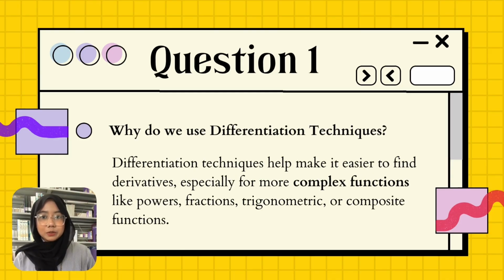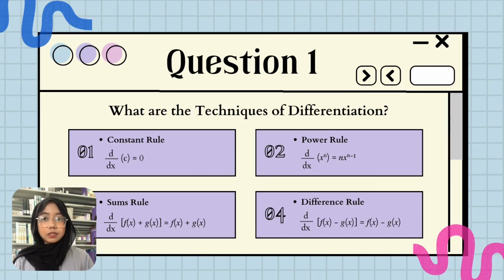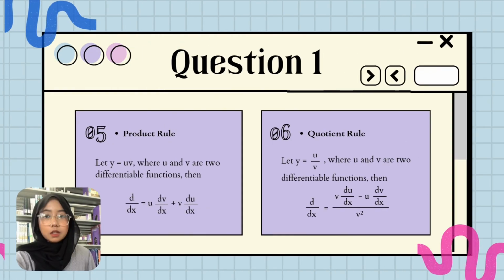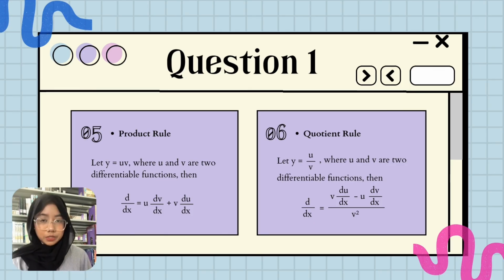So, why do we use differentiation techniques? Differentiation techniques help make it easier to find derivative, especially for more complex functions like powers, fraction, trigonometrics, or composite functions. So, what are the techniques of differentiation? As you can see here, we have 6 rules in this topic. We have constant rule, power rule, sum rule, difference rule, product rule, and quotient rule.